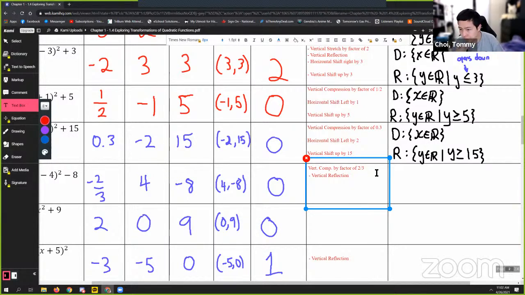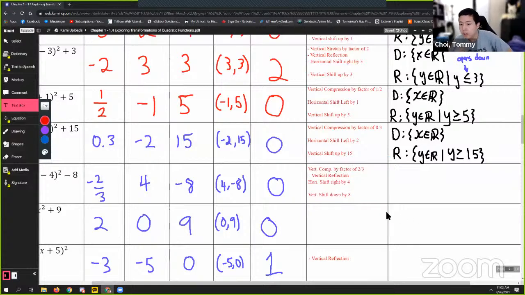So vertical compression, vert comp. Horizontal shift. Can't really say shift any shorter. You can't really go shh. Write out shift at least. And then vert shift down by 8. So there's our transformations there.